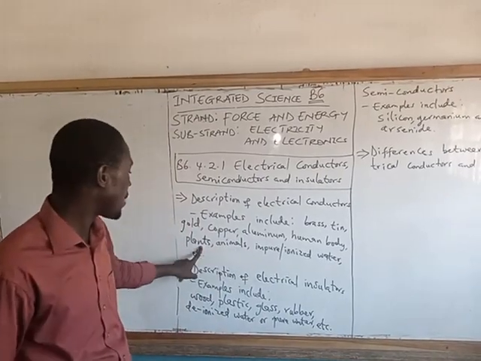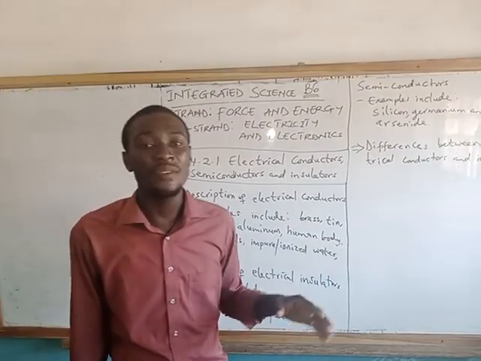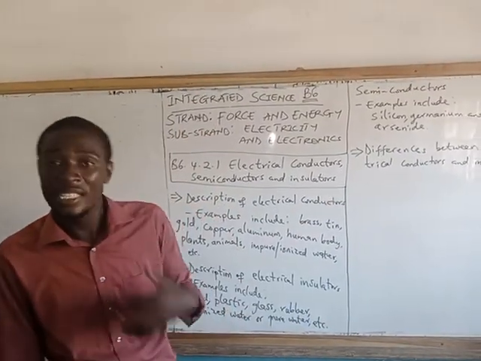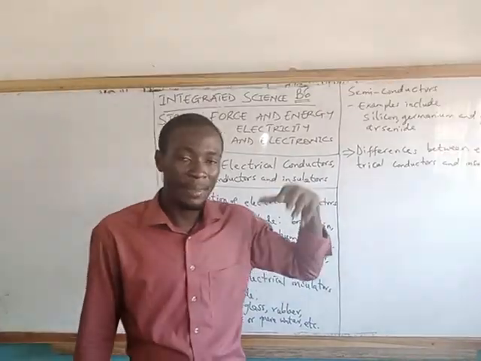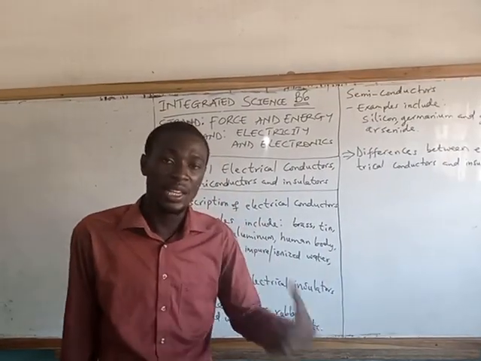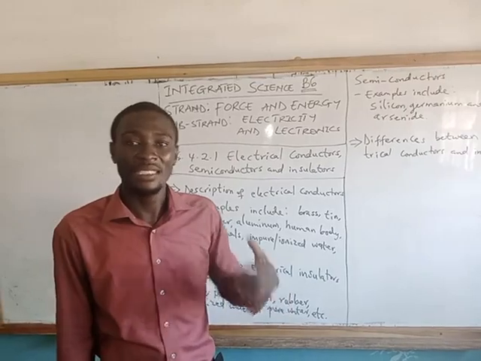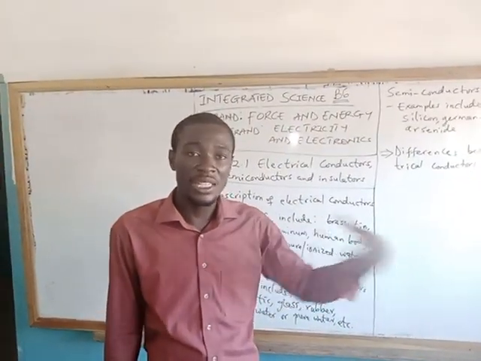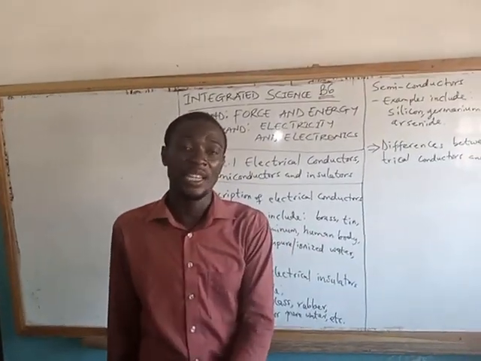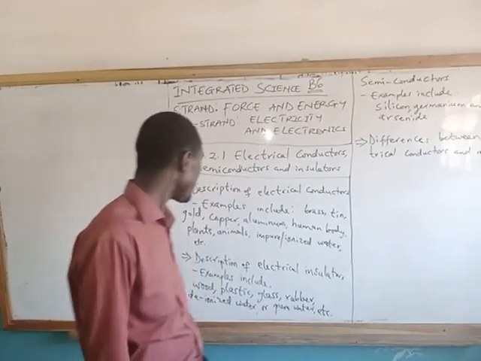In the same way, plants, animals, and all the living cells and living organisms that you can think of all have ionized water in them. Water that contains ions enables them to easily conduct electricity and move electric charges from one place to another.